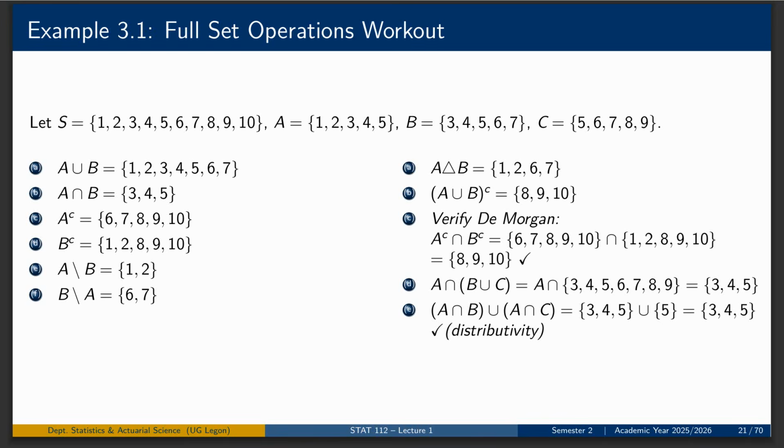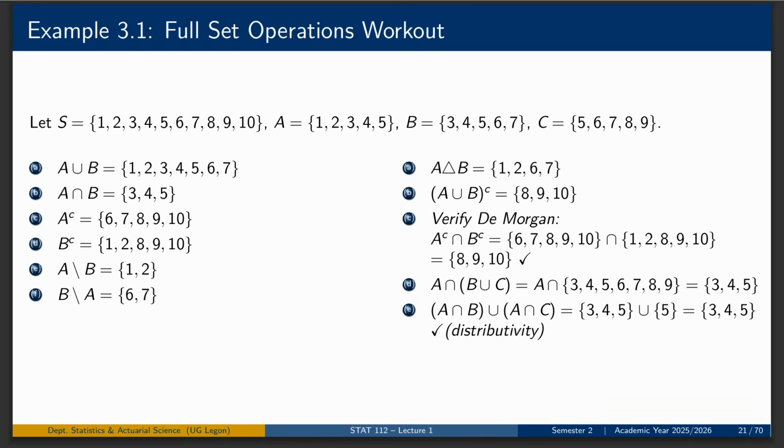We have B: 3, 4, 5 up to 7, and then we have C: 5, 6, 7 up to 9. Now, A union B will just combine the values. So you see 3, 4, 5 appears twice, but they are just counted once, right? A intersection B, we can do that.